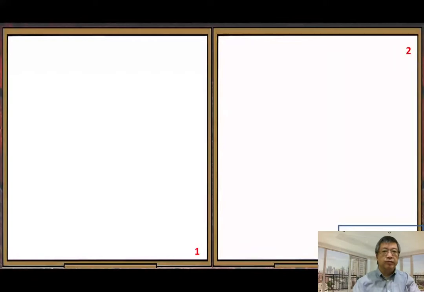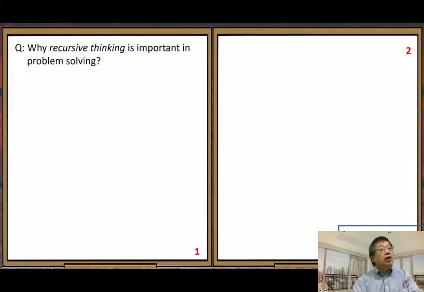The first question: why is recursive thinking important in problem solving? Here we can see that to solve a problem, there is a special way of thinking, different from what most people frequently use. Most people tend to use straightforward thinking, right? Step by step. That's the typical way.